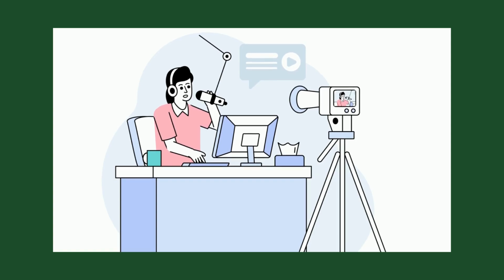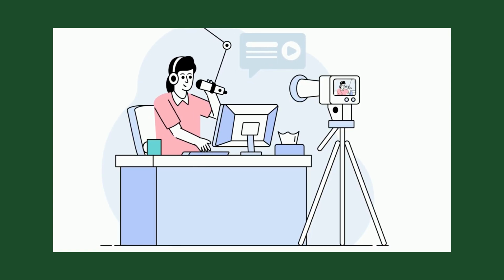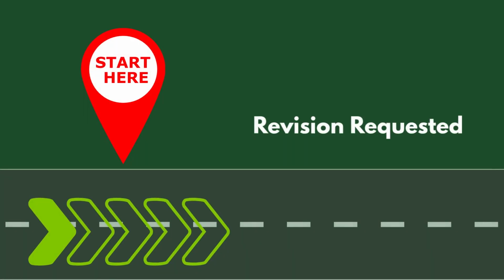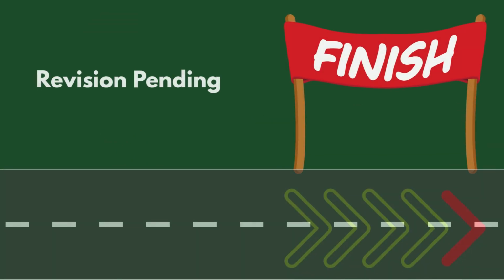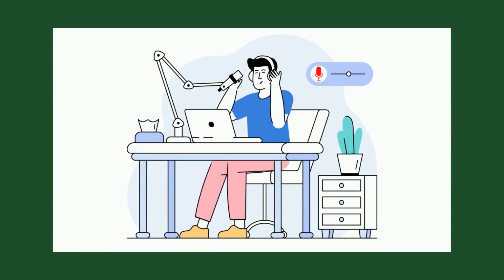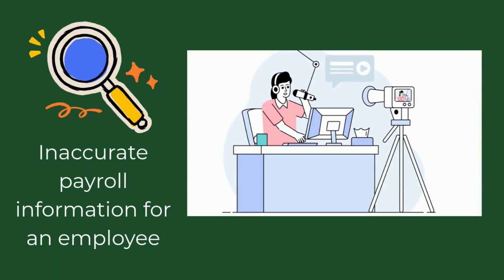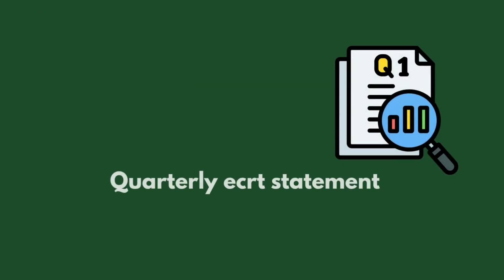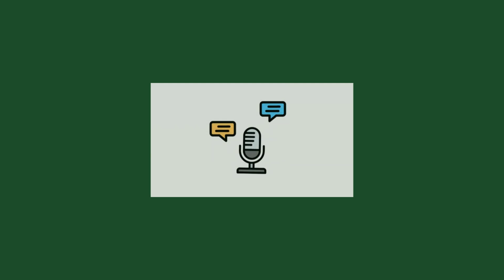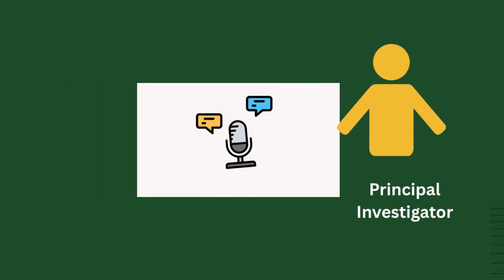We're essentially tracking this process through two main statuses that you really need to know about. Revision requested, that's the start, and then revision pending, which is closer to the end. Okay, got it. So let's kick things off. What actually triggers this whole thing? It starts when someone finds inaccurate payroll info for an employee on their quarterly ecrt statement. Right, so someone spots a mistake. And it could be either the department effort coordinator or the PI, the principal investigator.